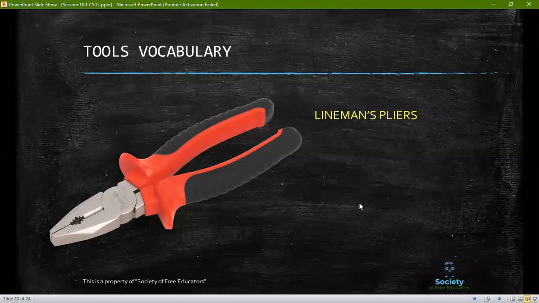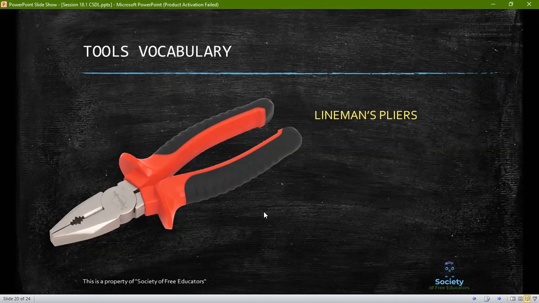See, lineman's plier has three things. The first one is the cutter. This part is used to cut the wires. This part is used to pull out the cut part of wire. The part of the wire that you have already cut, you have to pull it out. This is the part that we use, and this part is used to hold and screw wires together. So that is why it is called a lineman's plier.